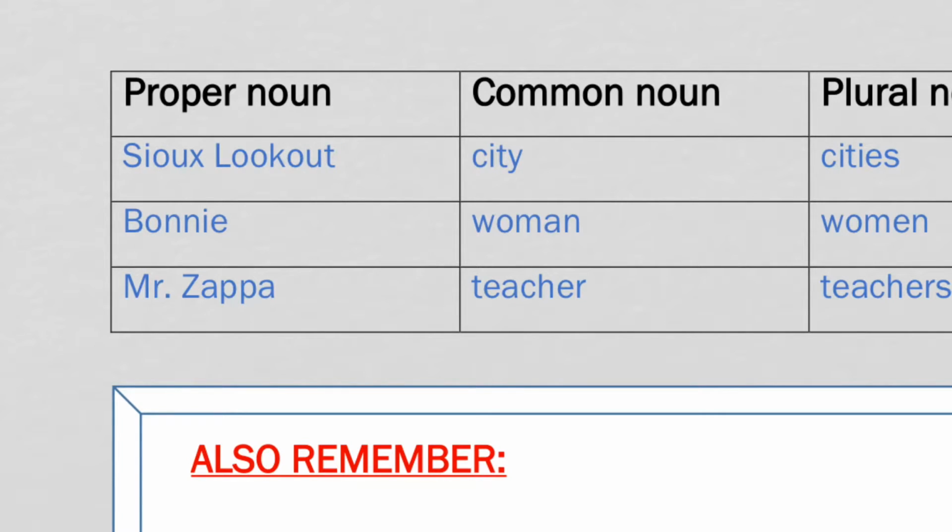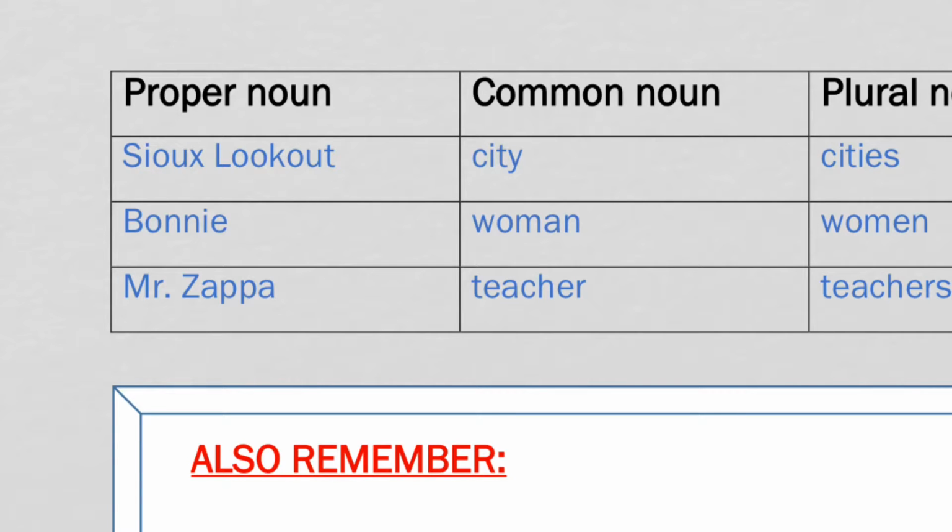Another proper noun, and this is another way to write somebody's name, right? You could say Mr. Zappa. Or for me, you could say Ms. Cole, right? Mr. Zappa, you notice the M is capitalized and the Z is capitalized.